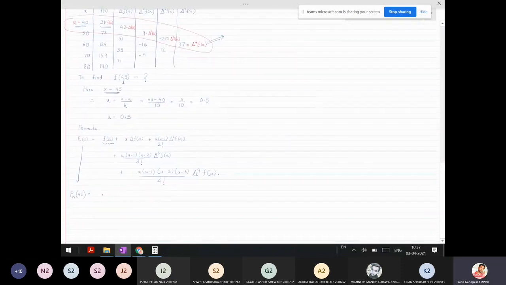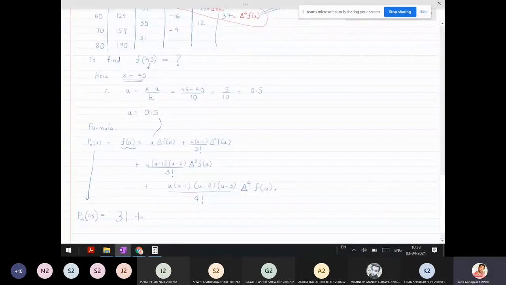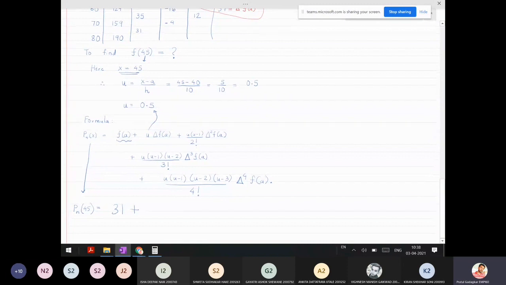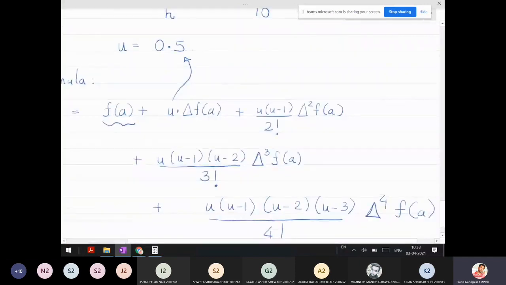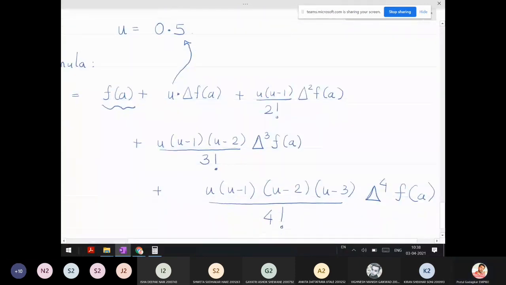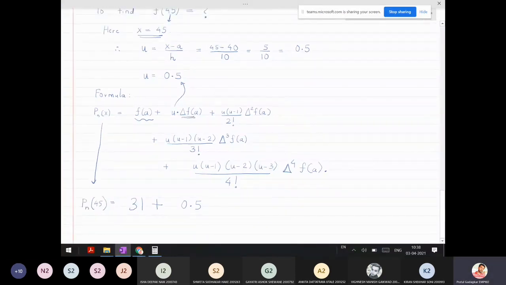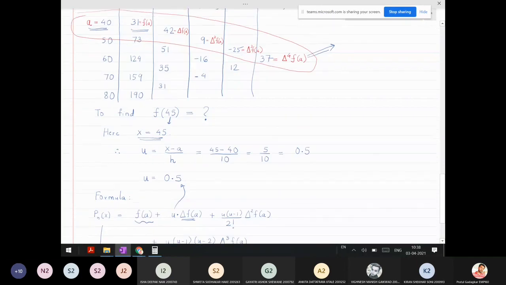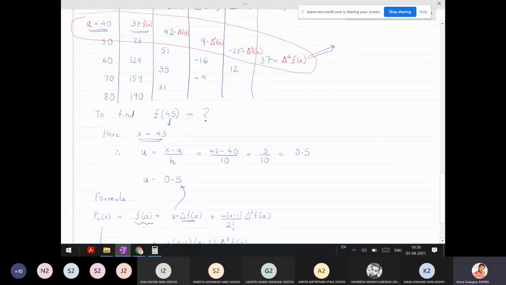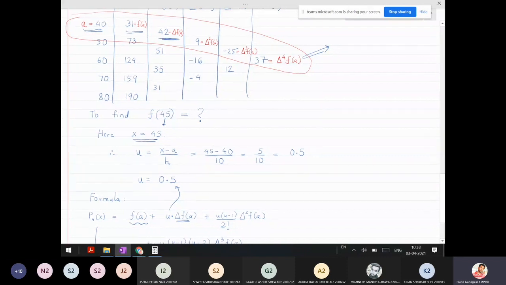So this is 31 plus u. What is u? U is 0.5, multiplied by, here there is a multiplication sign. If there is nothing between them, it means there is a multiplication sign, into delta f of a. What is delta f of a? Table. Table says delta f of a is 42.